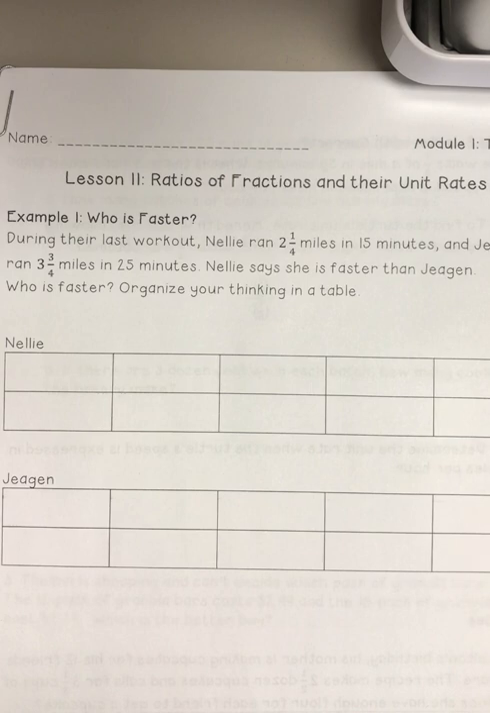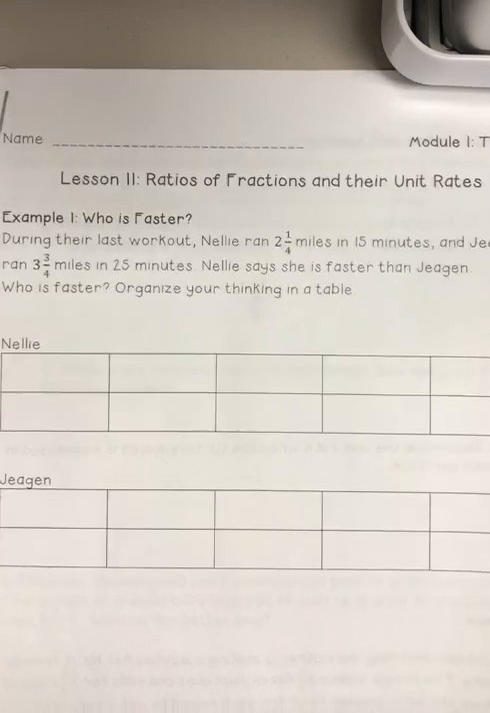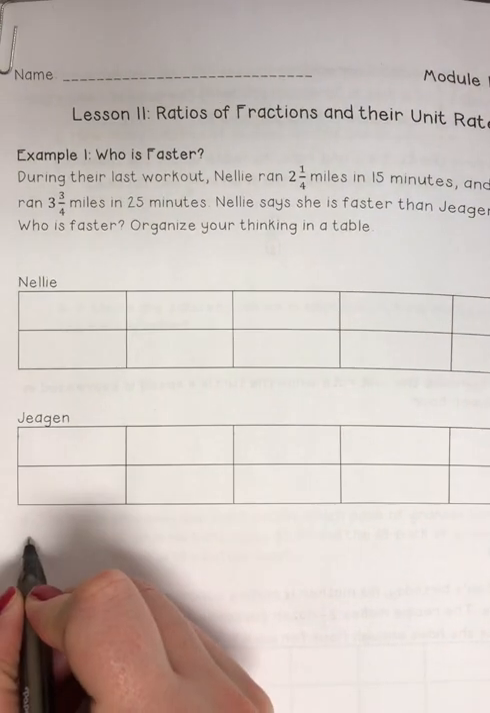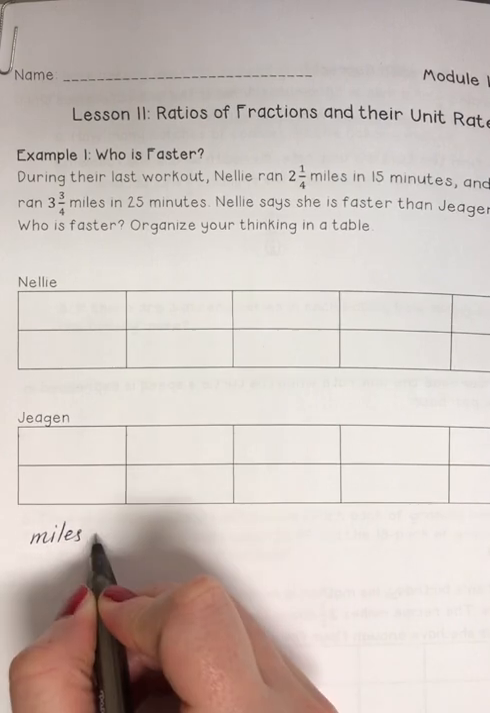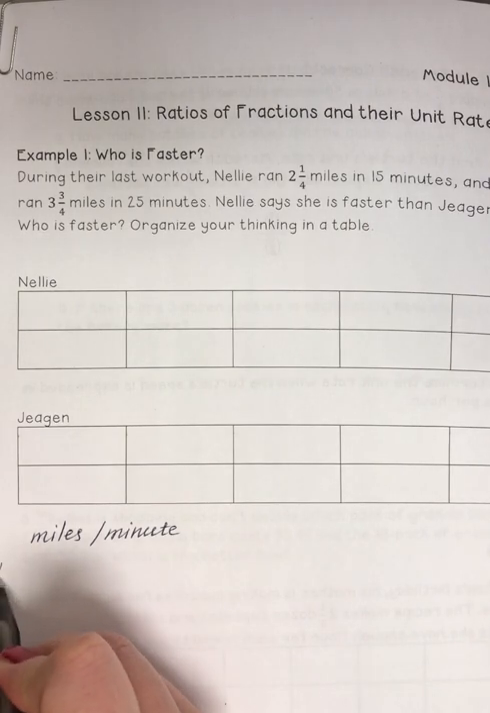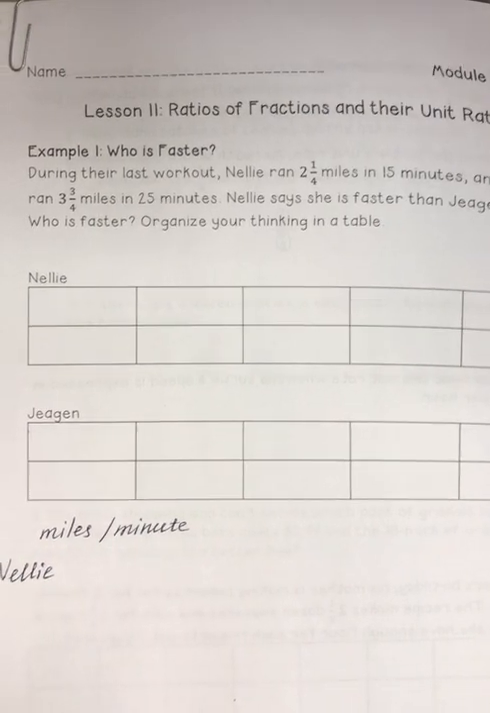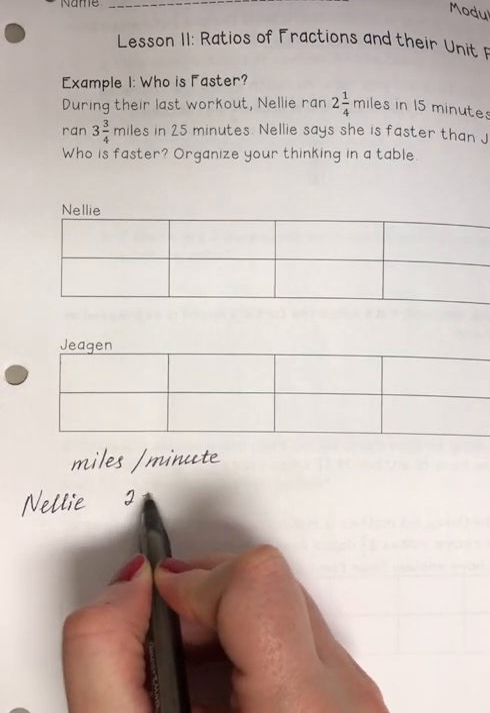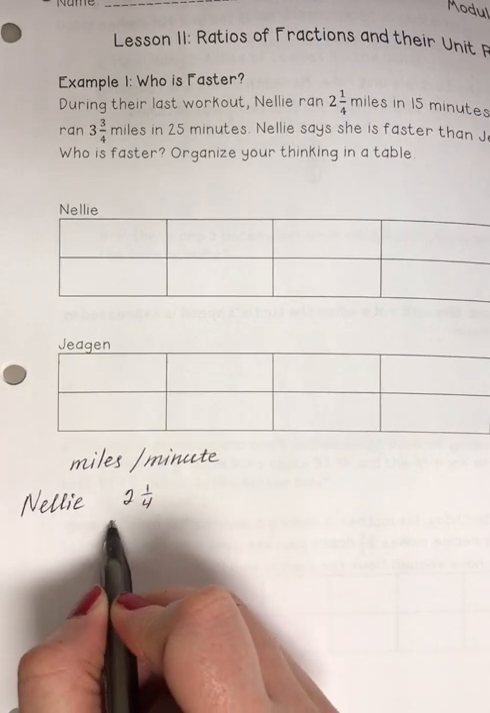I actually don't like the table here, so I'm going to find the unit rate instead. I want to see if the unit rate is the same or different, and how it is different, if it is different. So I want to look for the rate of miles per minute. Let's look at Nellie's first, and Jagan's next. Nellie ran 2 1/4 miles in 15 minutes.